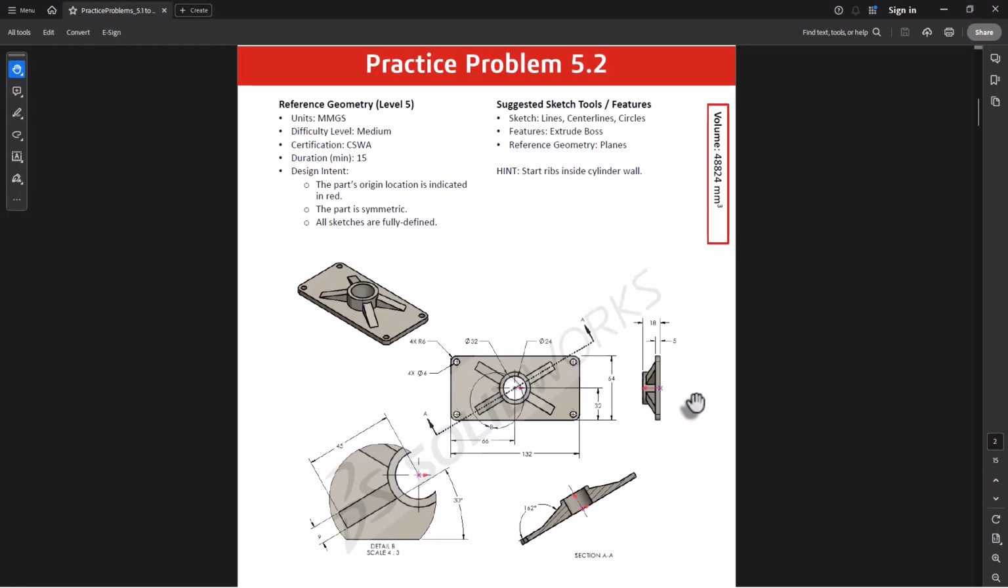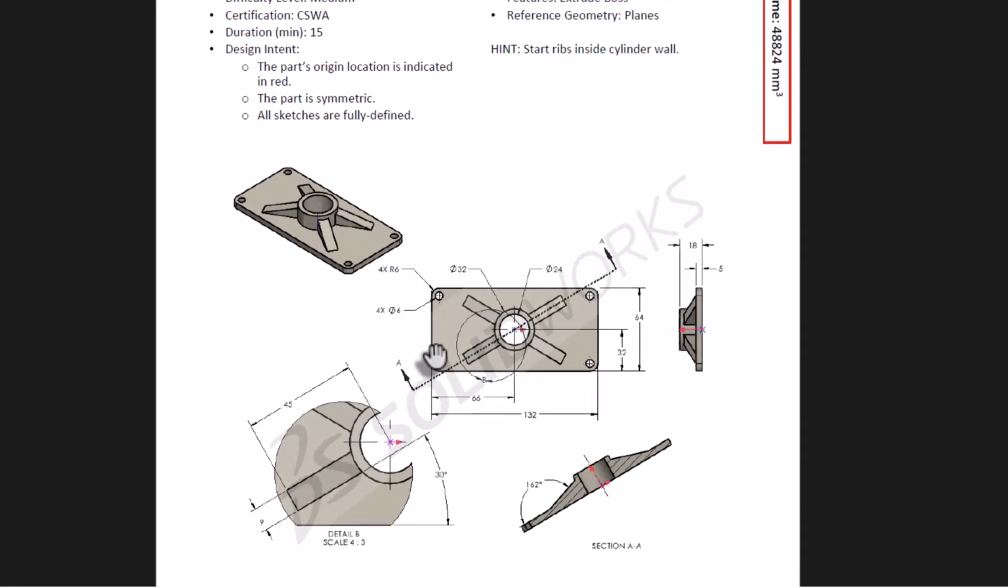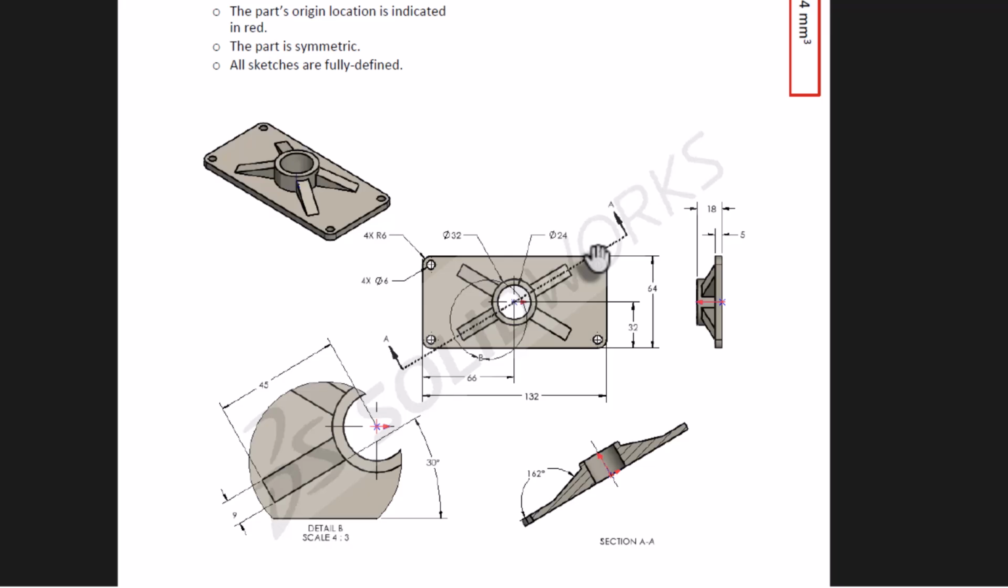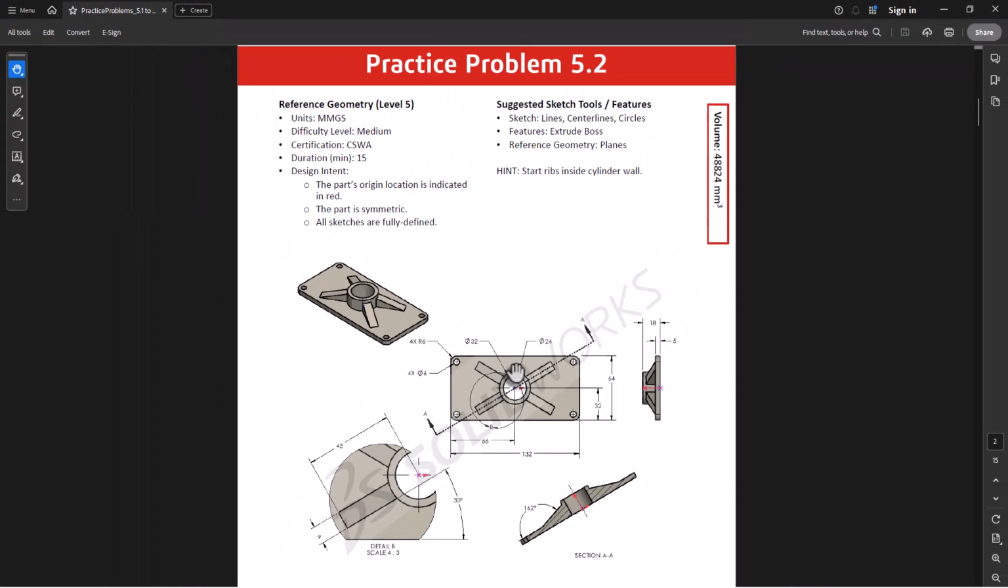Now in problem 5.2, we'll draw this base plate in top view along with these holes and center boss. And we are going to create a custom plane passing through this axis at an angle given as 30 degrees. On that plane, we are going to draw the rib, which is extended to the center. And lastly, we are going to remove this material.